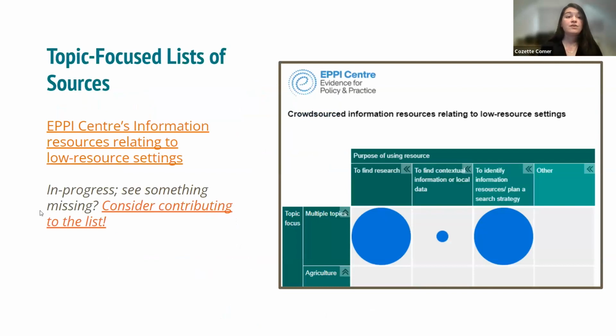We also want to bring your attention to the fact that there are topic-focused lists of sources that are developed, particularly by collaborations, for example, like the Cochrane Collaboration, like the Campbell Collaboration, or in this case, the Epicenter. They have created this crowdsourced list of information resources relating to low resource settings. And I'll mention that the Campbell Collaboration's 2014 article that we started this conversation with is also housed here. So as you're looking for resources, you might want to consider looking at those collaborations that already exist.